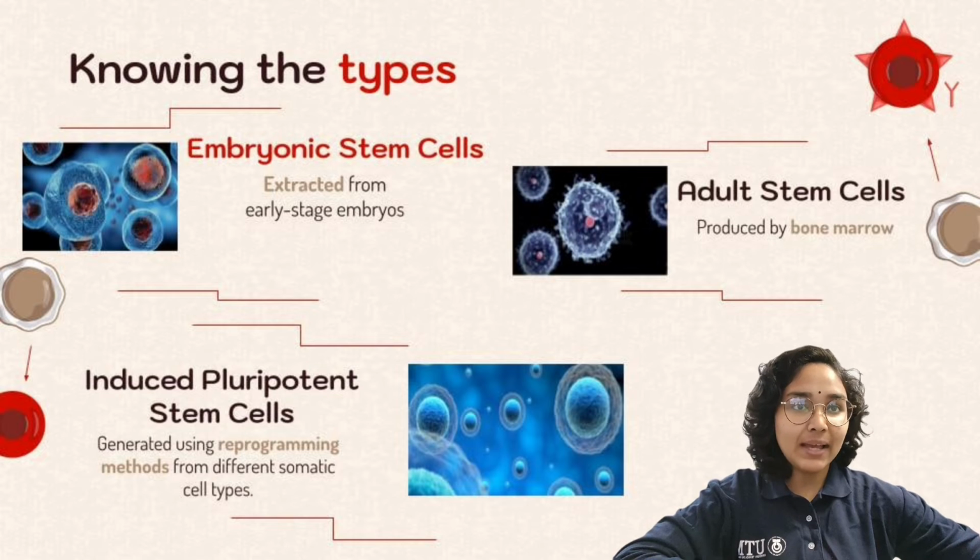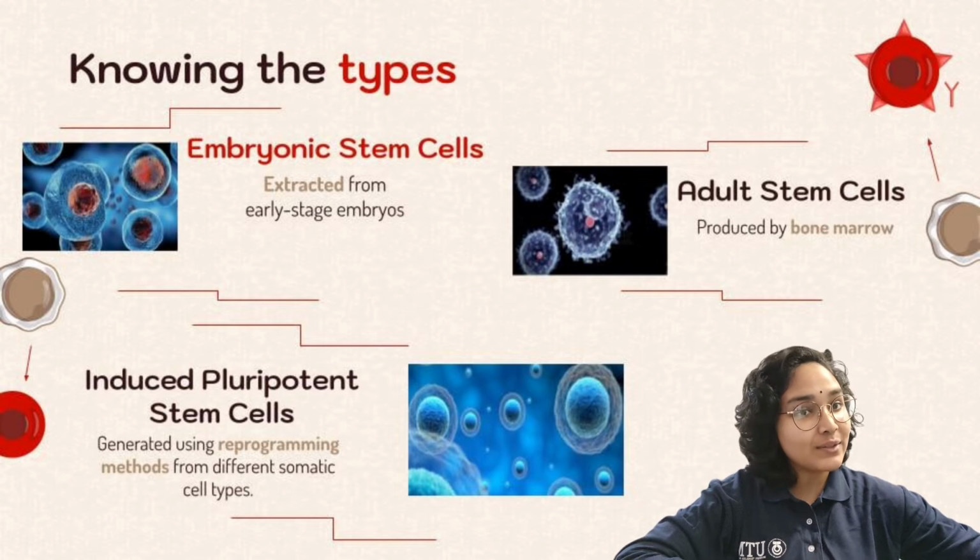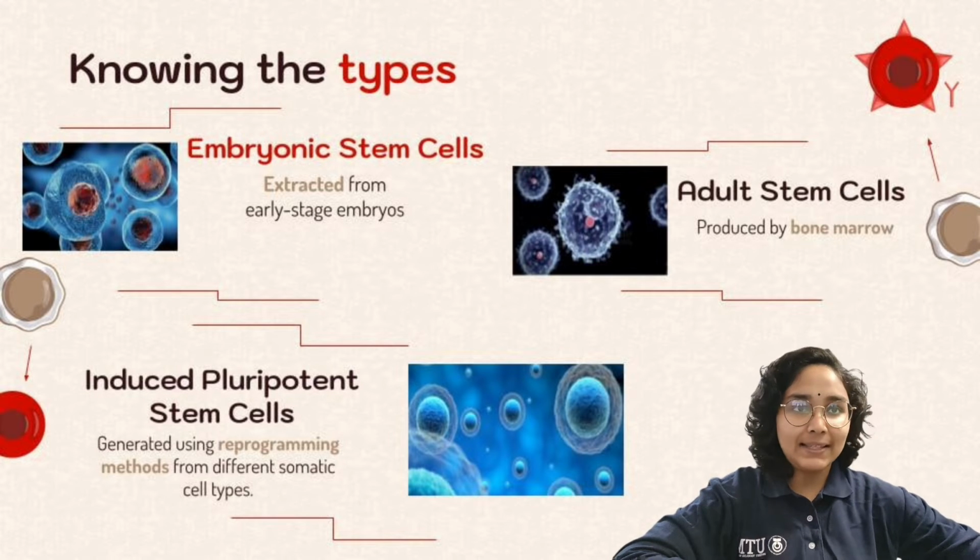There are three major types of stem cells, namely embryonic stem cell, adult stem cell, and induced pluripotent stem cells. Embryonic stem cells are extracted from early stage embryos. So now, can you relate to why the application of stem cells is controversial? Worry not, as we will get to know about it in detail further in our presentation. Next is adult stem cells.